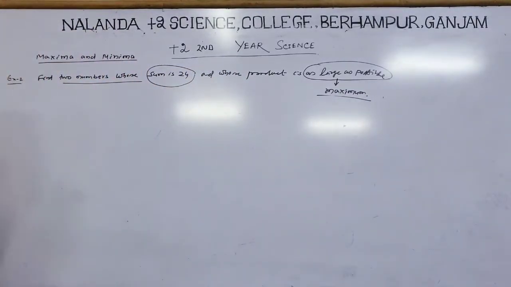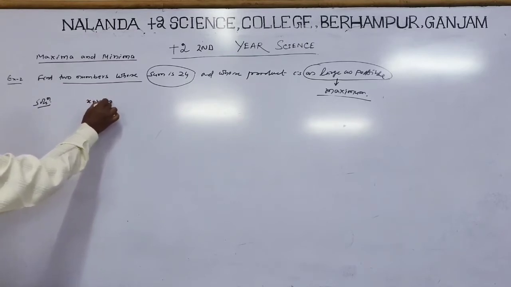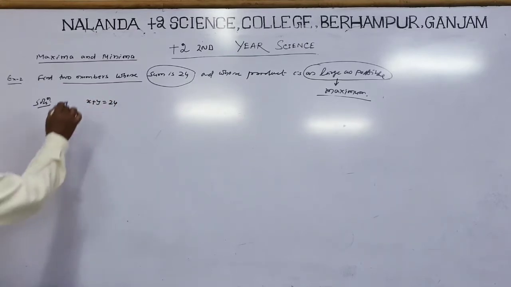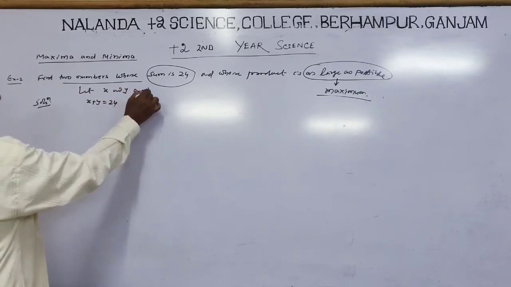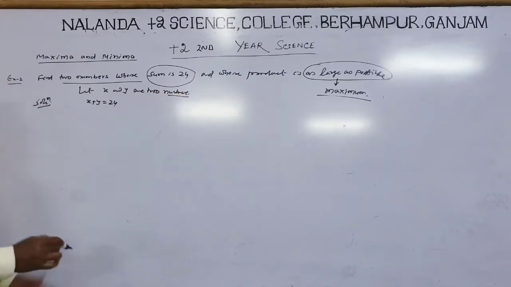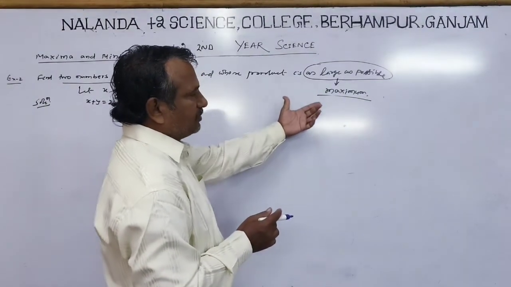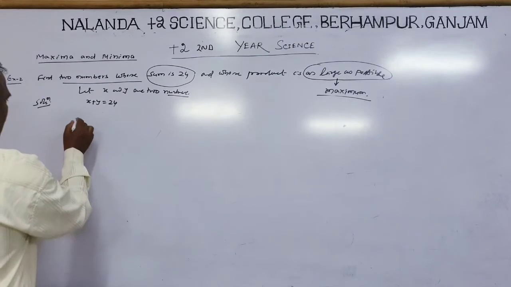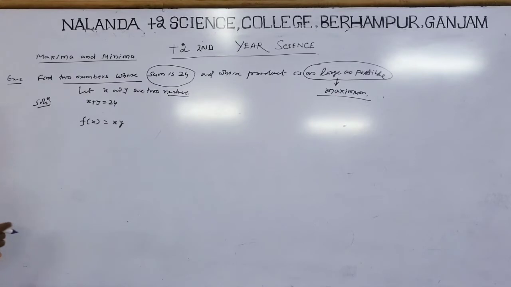Let x and y be two numbers. Solution: x plus y equal to 24. The sum is 24, x plus y is 24. The function, the product, is as large as possible or maximum. So f of x equal to the product, that means x into y, the product of x and y.